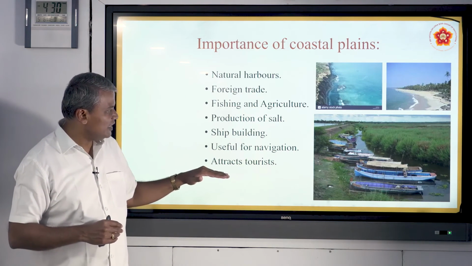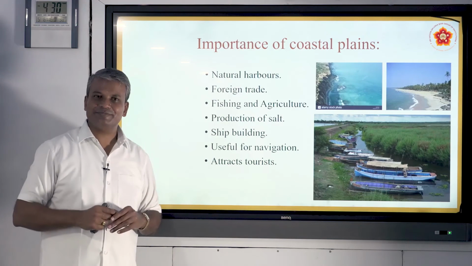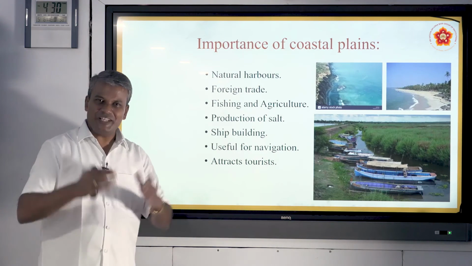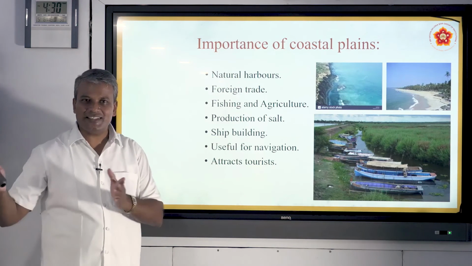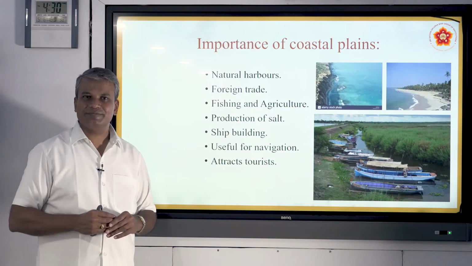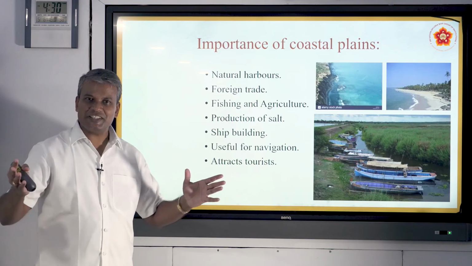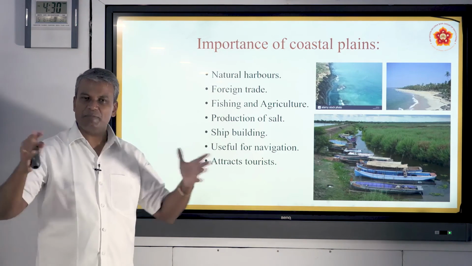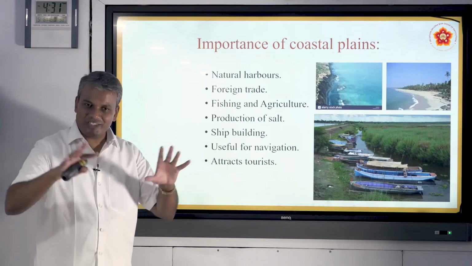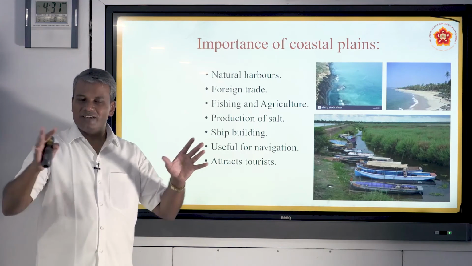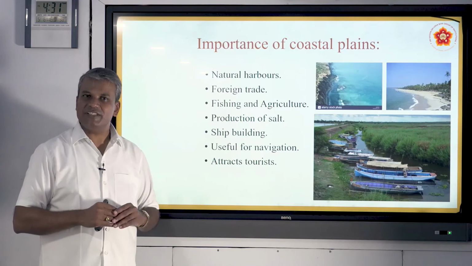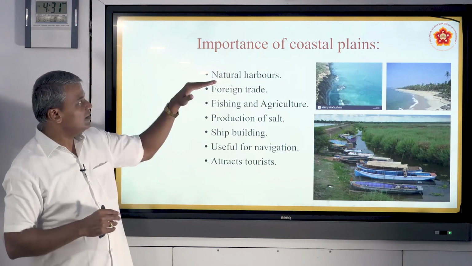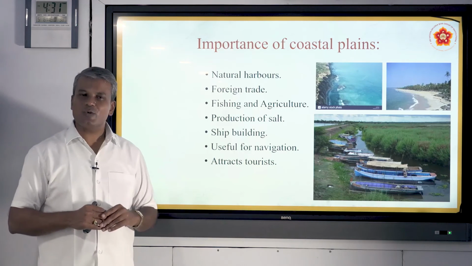And it also attracts tourists. There are many beaches on both sides, the eastern side and also the western side. Many travelers, many foreigners, many people will go and enjoy the scenic beauty of the beaches. Like this it attracts the tourists. These are all the importance of the coastal plains.